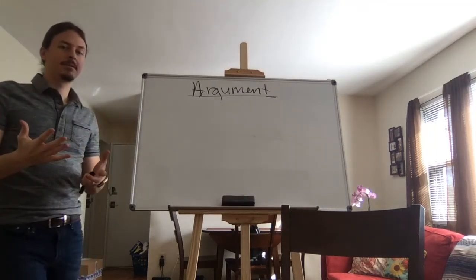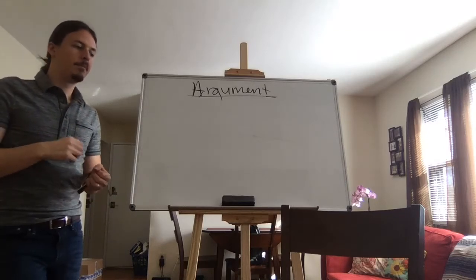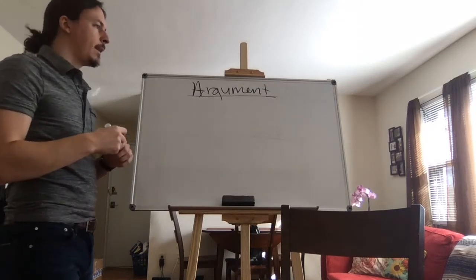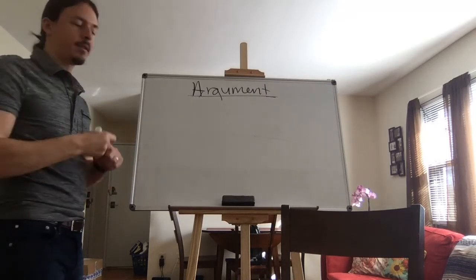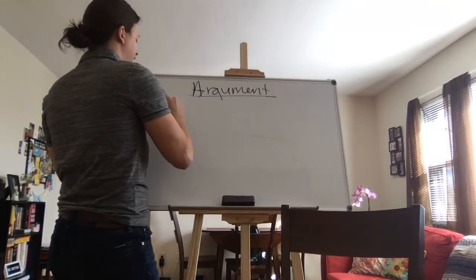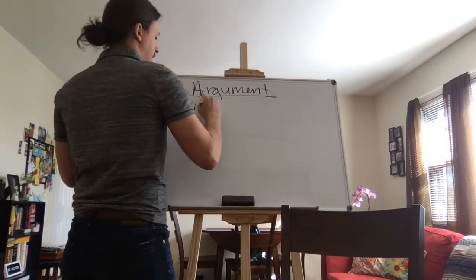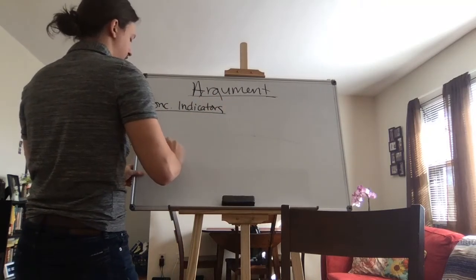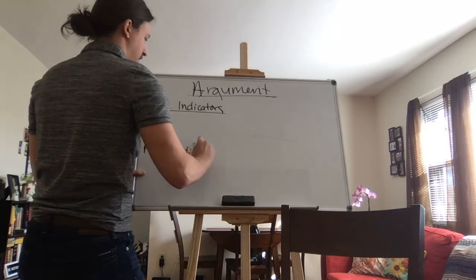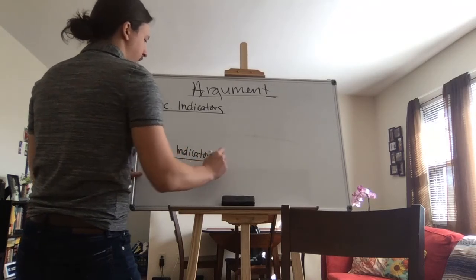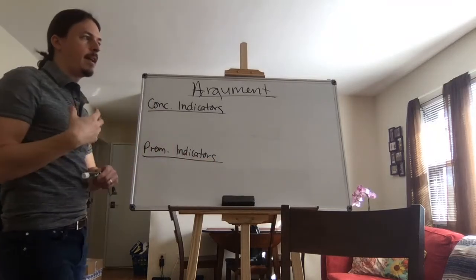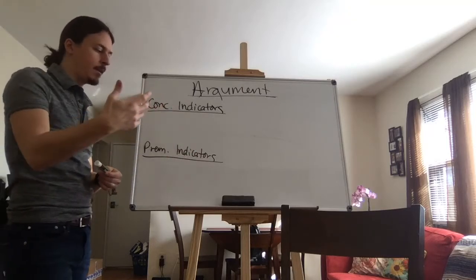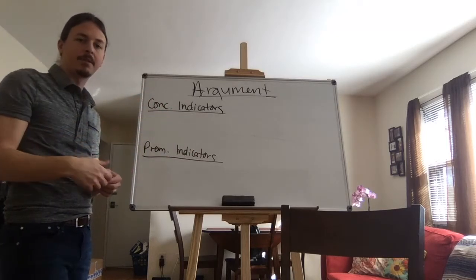But there's another way you can figure this out, and these are kind of like a shortcut. And they're not bad, because they work. But you shouldn't only rely on these things, and I'll explain why in a second. So there are these things called indicator words. So you have conclusion indicators and premise indicators. And these are words or phrases that point out that what's about to happen is a conclusion, or what's about to happen is a premise.